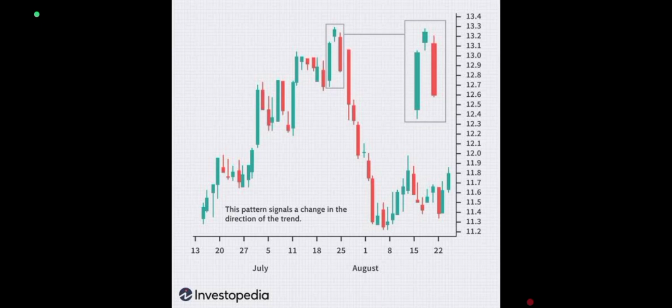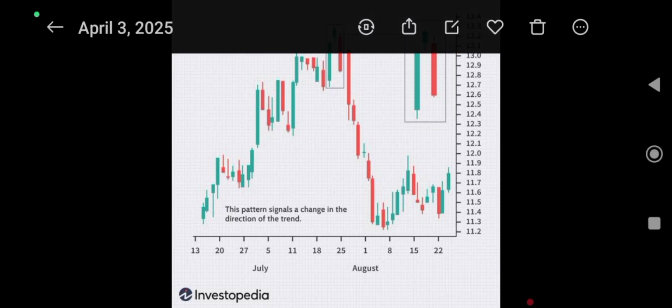In the evening star, this happens when the market is in an uptrend, and you see a large bullish candlestick and a small candlestick, which can either be red or green, followed by another large red candlestick, signaling that the market is going down. With this, you can make a decision to know where to enter the trade or exit the trade. So let's move to the last one in our list.